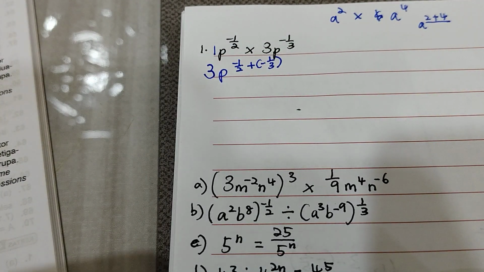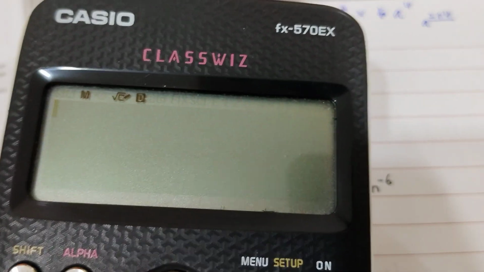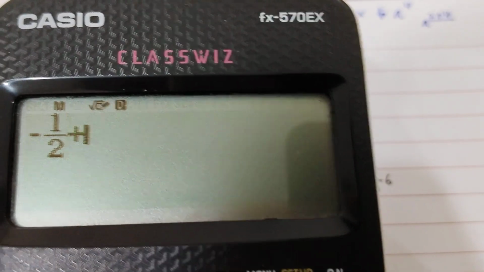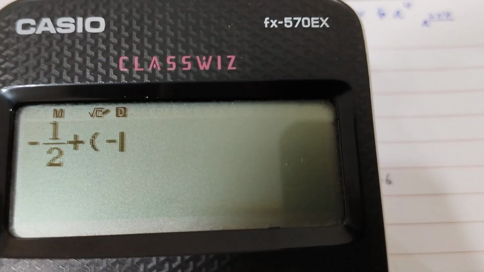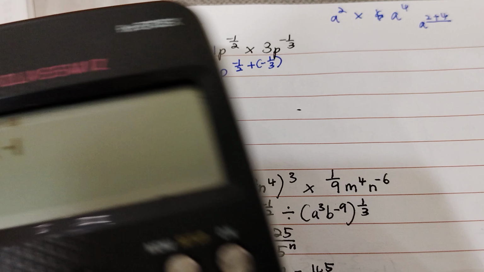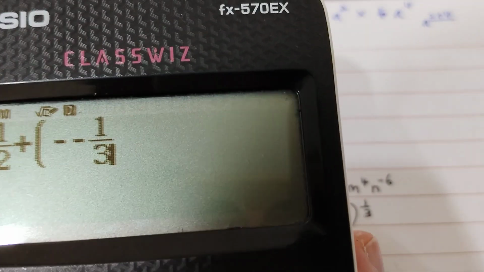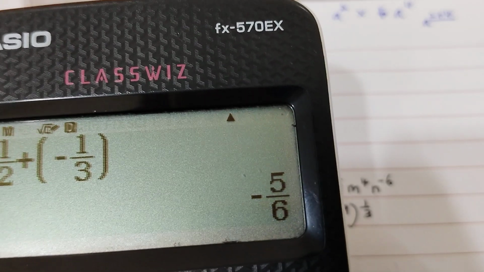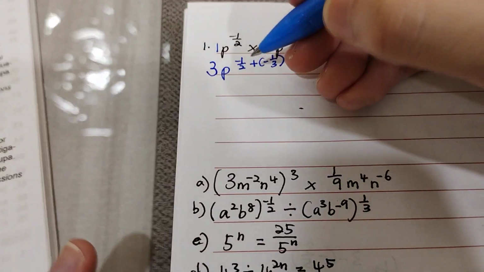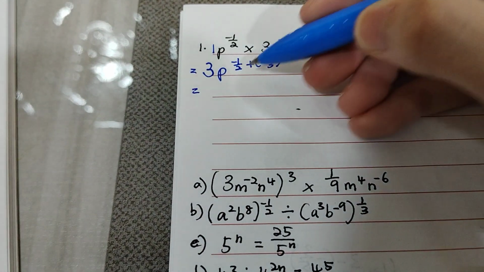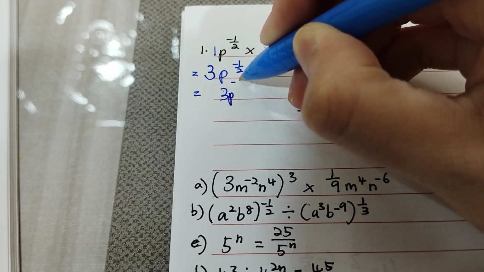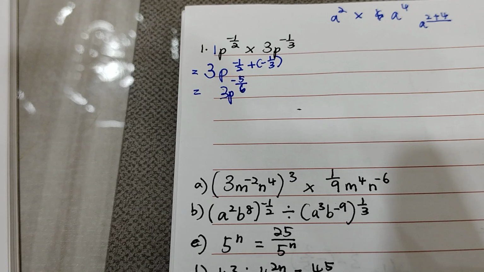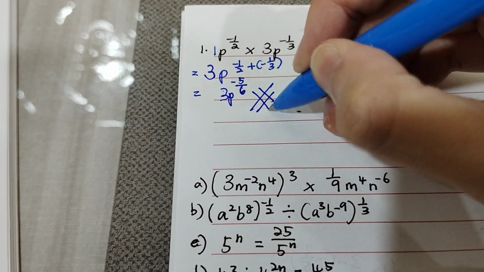I'm just going to sub this into the calculator real quick. So over here you're going to have negative 1 over 2 plus negative 1 over 3. Together you should get negative 5 over 6. So this would be equivalent to 3p to the power of negative 5 over 6. Ta-da! And that is all you have to do to solve this question.